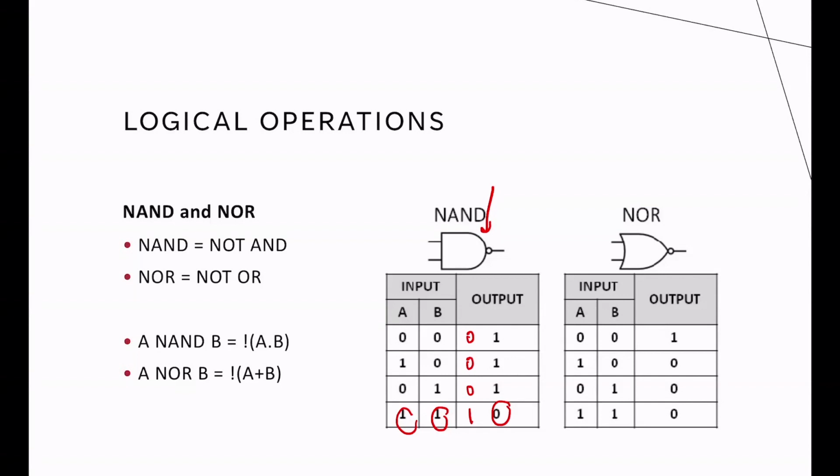And NOT OR is the opposite of OR. So if any of them is 1, the output is 0. Otherwise, it will be 1. So of course, you can just remember AND and OR, and then remember that NOT AND is just the opposite of that, and NOT OR is the opposite of that.